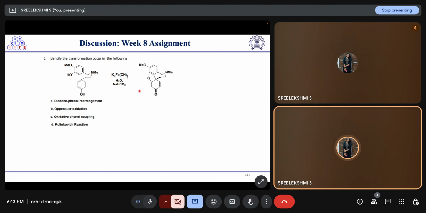Now the next question: identify the transformation occurring in the following reaction. So this compound, upon treatment with potassium ferricyanide, water and sodium bicarbonate, undergoes this reaction and this compound is forming. So which reaction is that? Dienone phenol rearrangement, oxidative phenolic coupling, or Kulinkovich reaction?